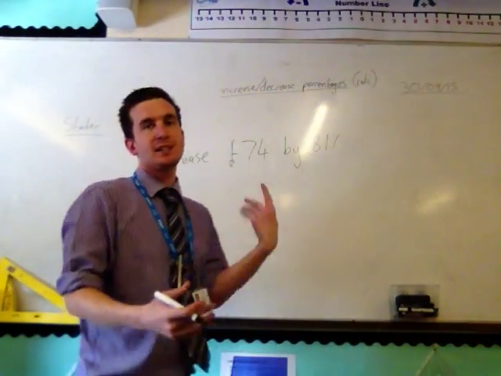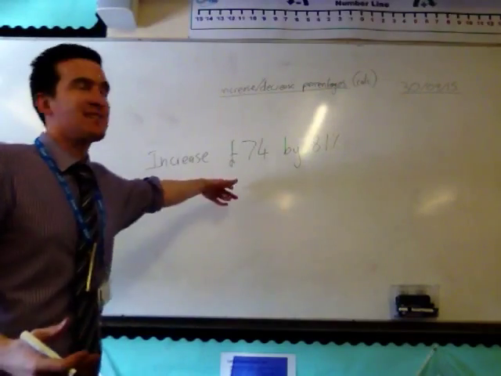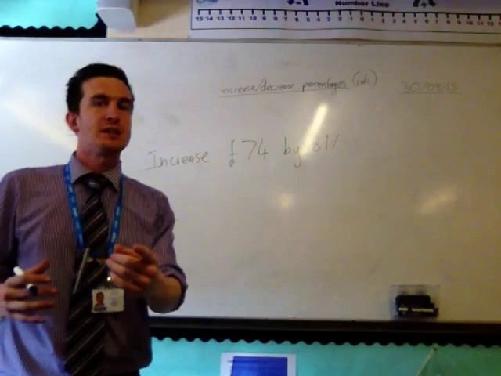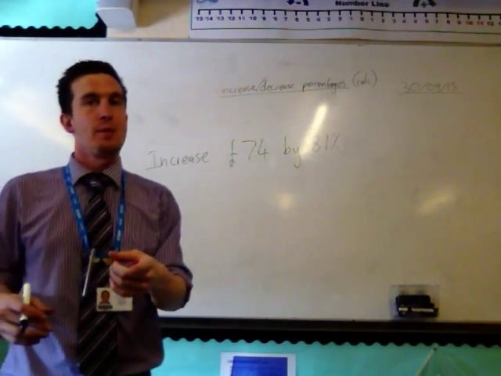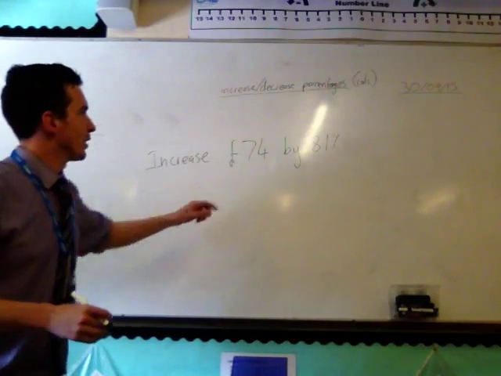You'd find 10%, times that by 8, find 1%, add it on, add all of that onto 74. That's going to be a huge amount of working. We have been doing it. It's good practice because it could come up on the non-calculator paper. But what we can do is use a calculator instead.